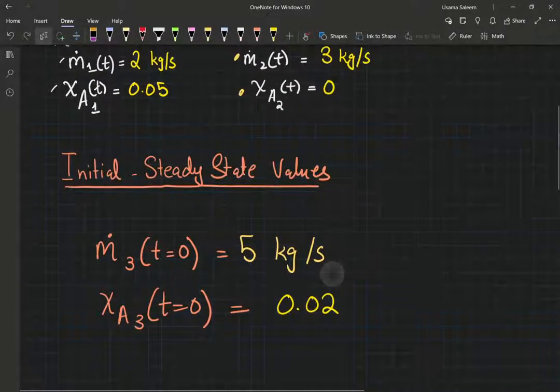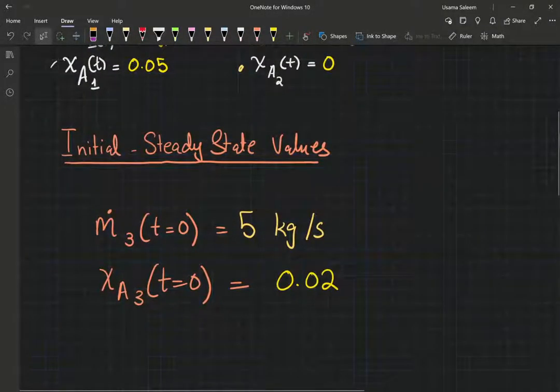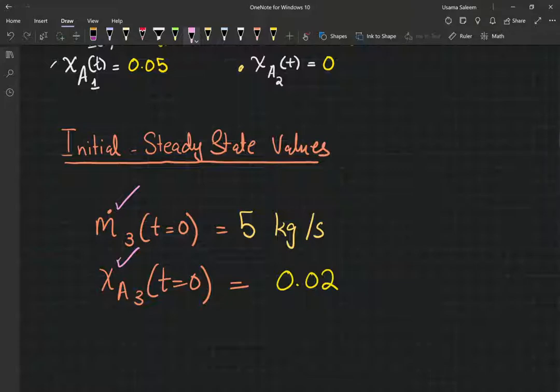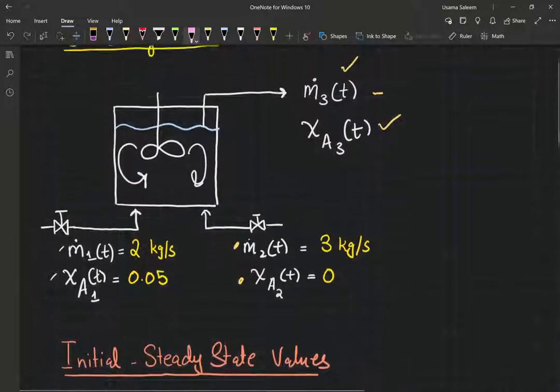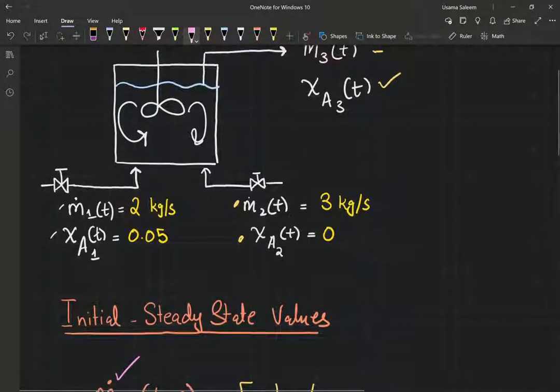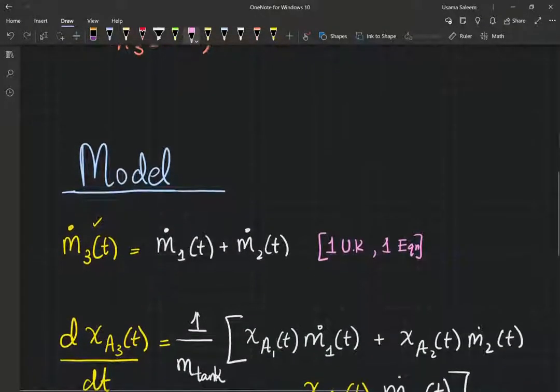So I have my initial steady state values for my outlet mass flow rate and my outlet mass fraction, and you can do this as an exercise. You will get the same values if you solve the steady state algebraic equations correctly. All right, just to give you a peek back at the schematic. Now moving on, the model.